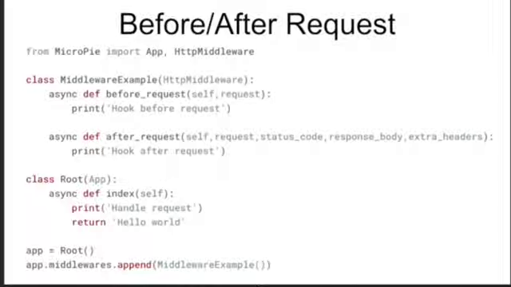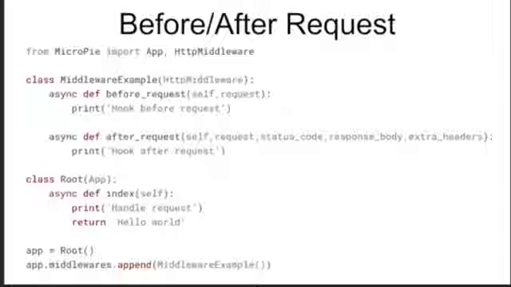Before and after request middleware is really easy too. This is good for rate limiting and auth and things like that. So you can create a before request hook and an after request hook. This is done using an instance of our HTTP middleware class from MicroPie. In this example, we'll create a middleware example piece of middleware, and all this one's going to do is print hook before request and hook after request.